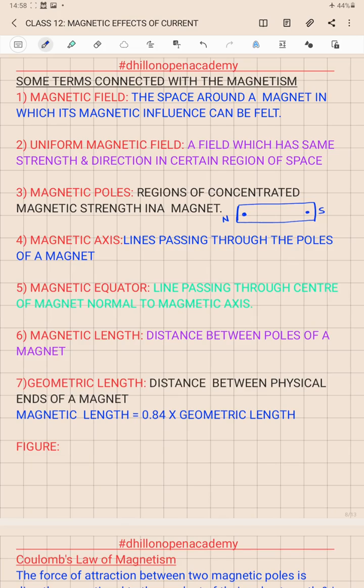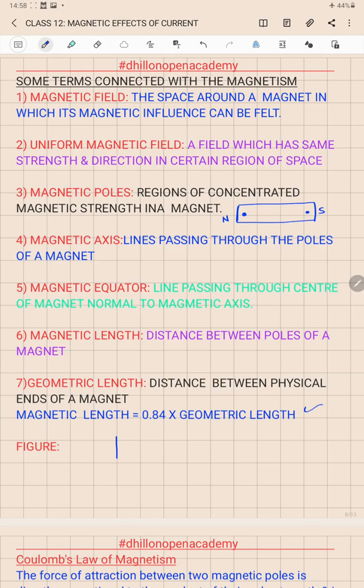Magnetic length: the distance between the poles of a magnet, we call that the magnetic length. Distance between the physical ends of a magnet, we call it the geometric length. And this is an important relation between the two lengths, that magnetic length is always 0.84 times the geometric length.